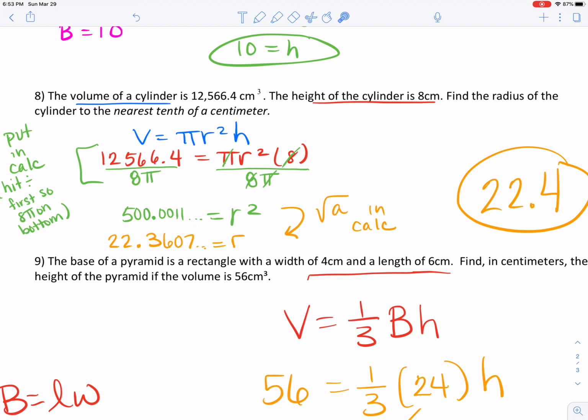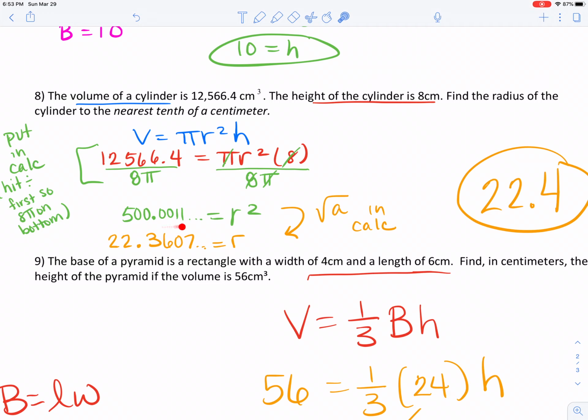And the calculator assigned that the letter A. If it's the first thing you put in, so clear everything before, when you divide this in the calculator, make sure the 8 pi is both on the denominator, you get this number. So that is what's equal to R squared.